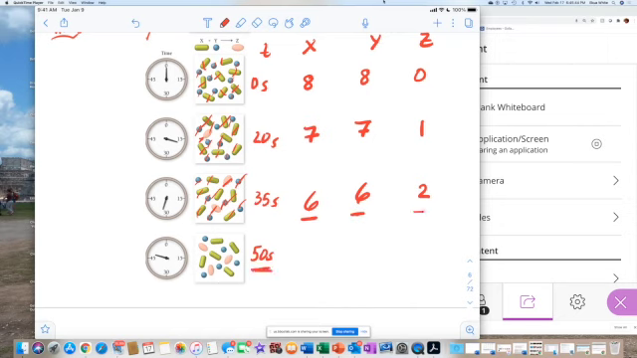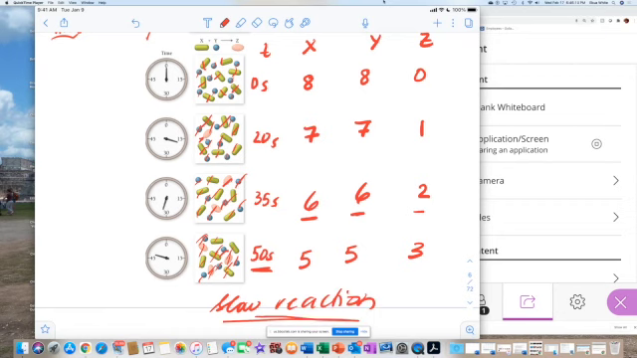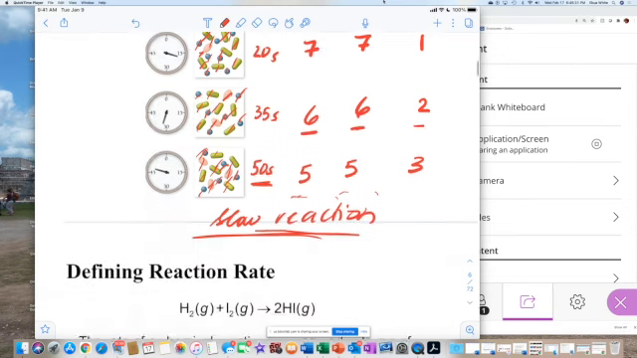Same time, now we have 50 seconds. Are we at the end of the reaction? No, because we still have reactants left over. We have 1, 2, 3, 4, 5 of the first reactant, 5 of the second reactant, and 1, 2, 3, 3 of the product. It's going to be a while before this reaction is over, right? So this is obviously a slow reaction. And this reaction has not ended. Why? Because we still have reactants. You have to keep going until your reactants zero out.